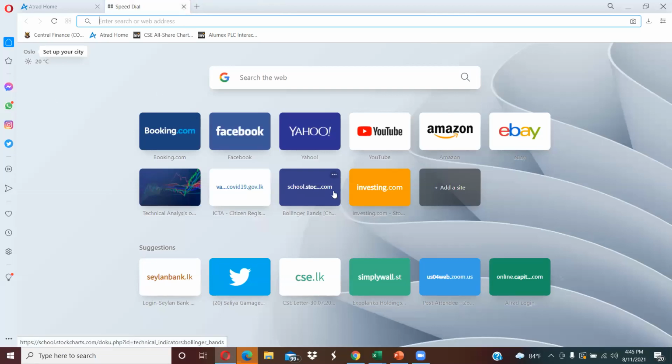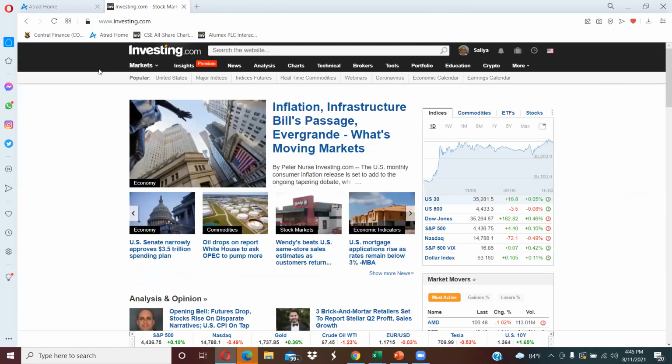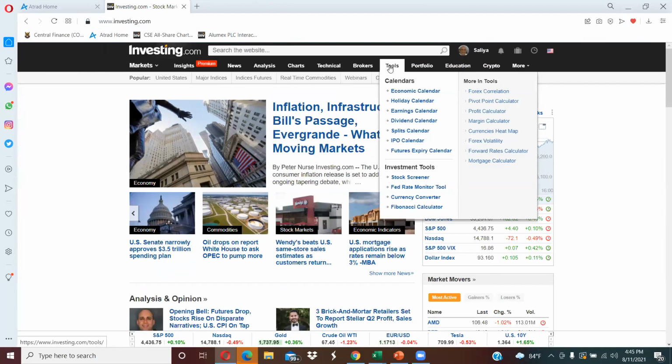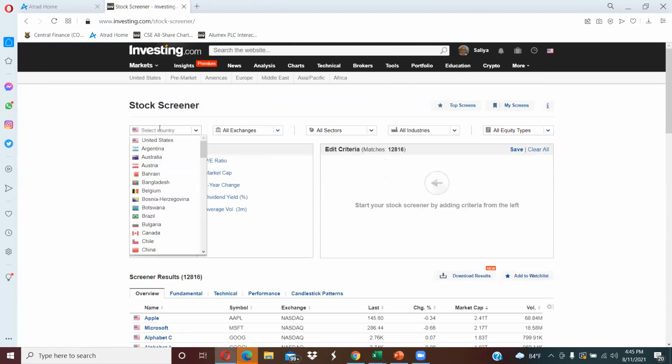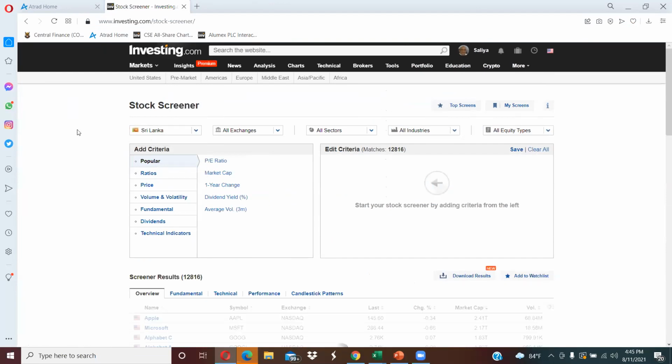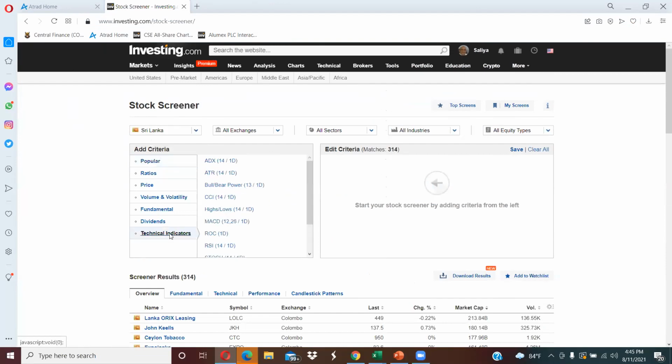So, okay, let's once again go through that. We select investing.com. Then we go to the tools. Then the stock screener under investment tools. Then we select the country, Sri Lanka. Then under the criteria list, we will be choosing technical indicators, pick up RSI. The RSI, we are going to have the minimum as 50. Then the list is displayed here.